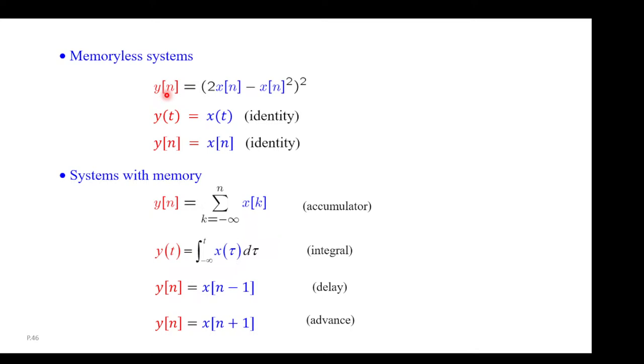And then some other examples. y of t, if it's just x of t, then obviously it's memoryless. And if y of n is just equal to x of n, then it's memoryless. Okay, questions so far?